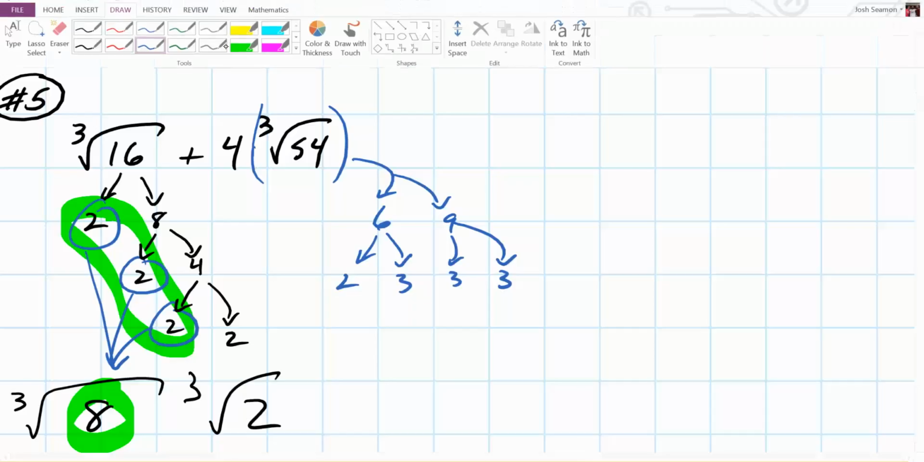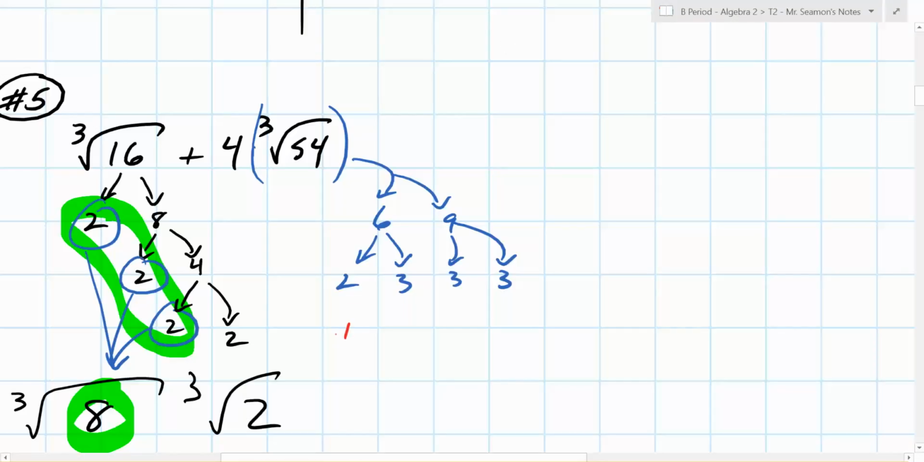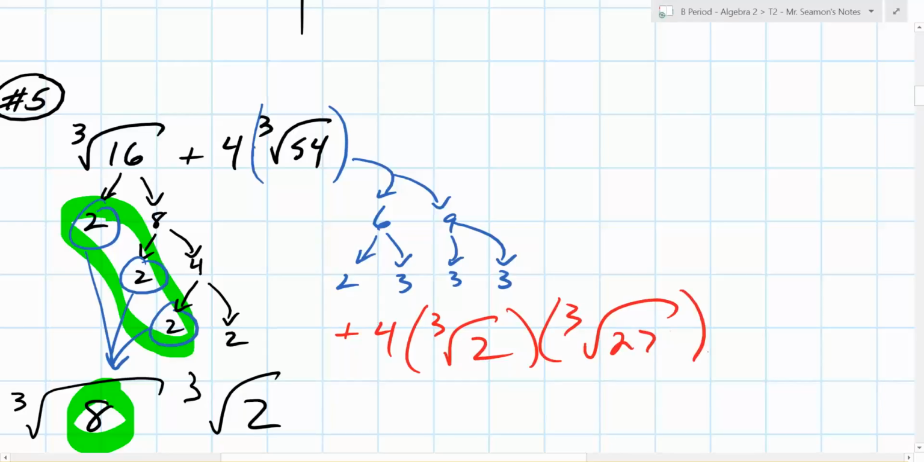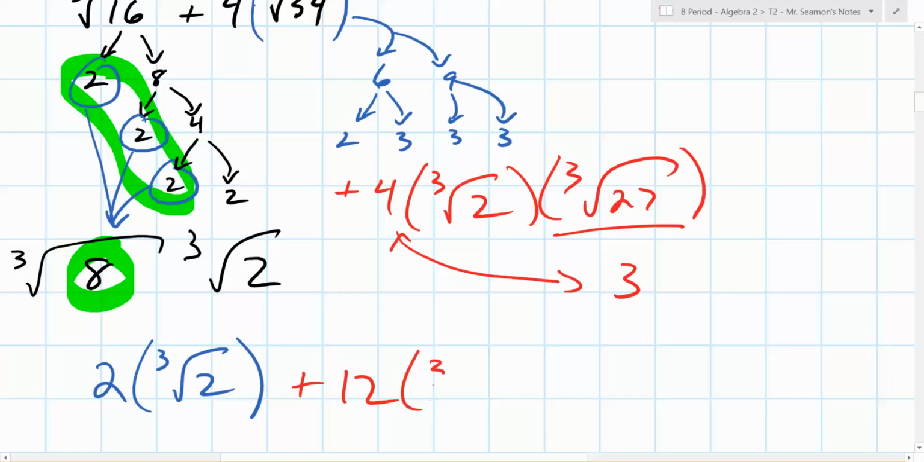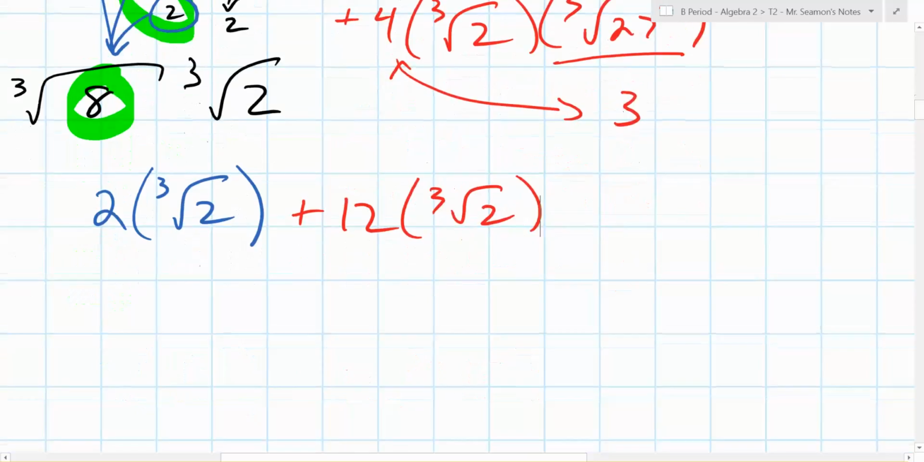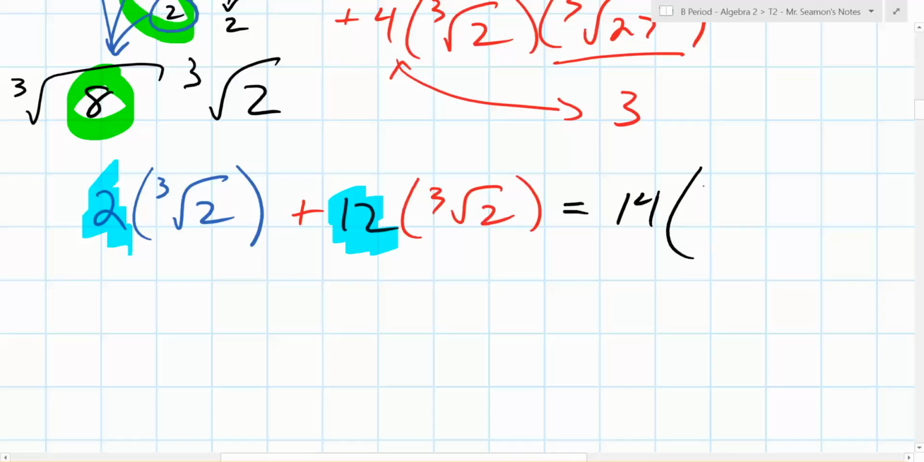So this turns into 4 times the cube root of 2 times the cube root of 27. What is the cube root of 27? 3. So what do we end up with? Well, 4 times 3 is 12. So 12 cube roots of 2. So we have 2 cube roots of 2, and we have 12 cube roots of 2. So how many do we have? 14 cube roots of 2.